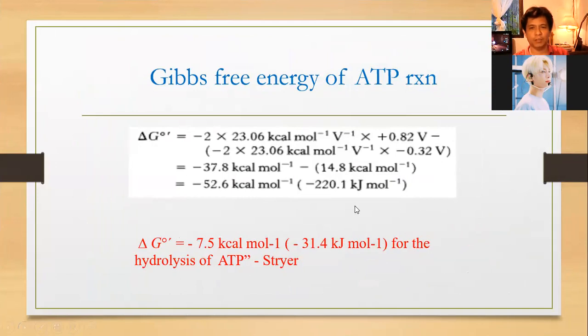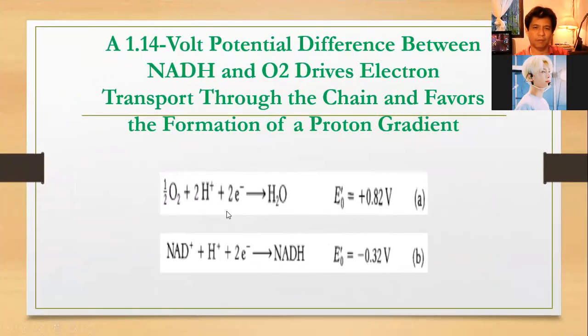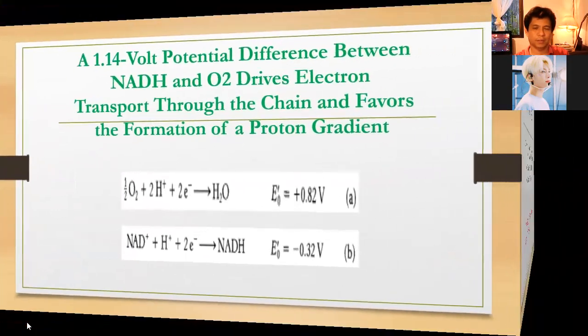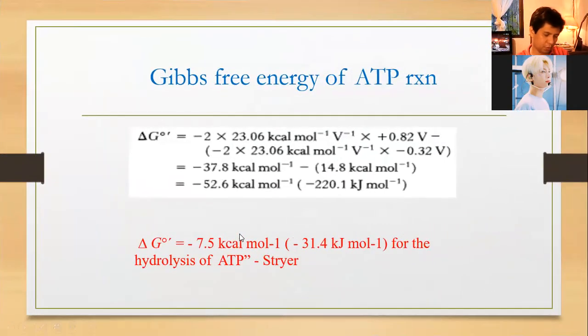So pag kinonvert niyo yung dalawa, yung sa oxygen at saka yung sa NADH, you're supposed to get negative 220.1. Tama? Yung 1.14, tapos i-multiply niyo siya ng 96,500, tapos dalawang electrons din yung involved. Okay? Pati sa oxygen, dalawang electrons din yun. So constant lang yung ano. So if you're going to do that mathematically, you're going to get the negative 220,020.